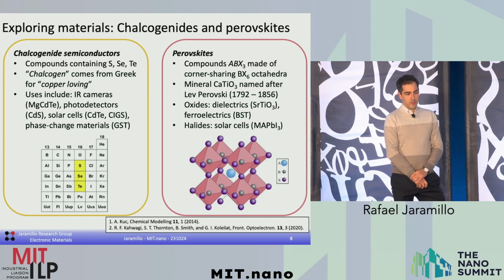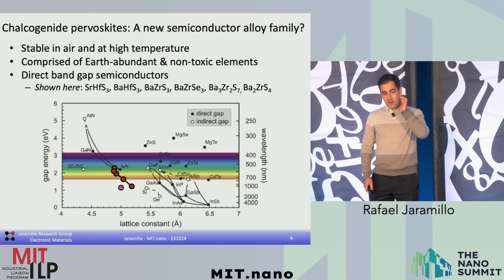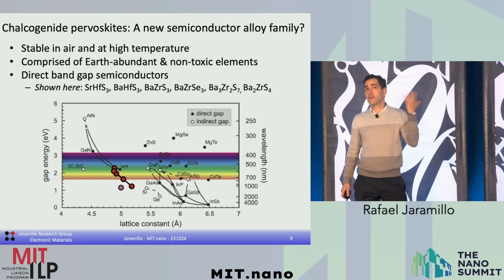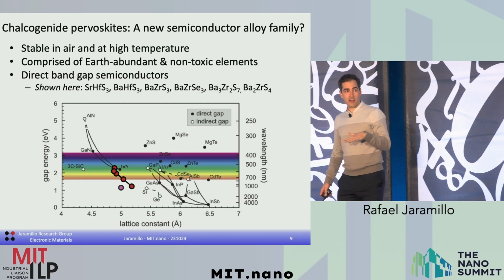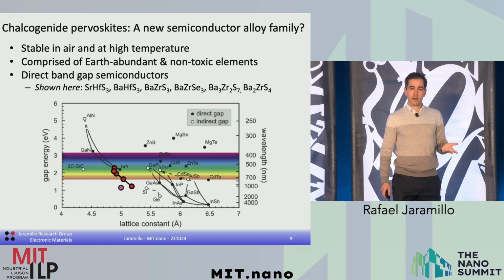Why keep going, right? Why new semiconductors? Why am I doing this? Well, halide perovskites have advantages and disadvantages, and we're trying to address the disadvantages. Chalcogenide perovskites, perovskites made out of chalcogens, have the following advantages. They're stable in air and at high temperature, so you can infer, oh, the halides must not be. That's true. They're composed of earth-abundant and non-toxic elements. Lead is a problem, I believe, for lead halide perovskites. And they're a host of, as of recently, only theoretically predicted semiconductors with direct band gap.